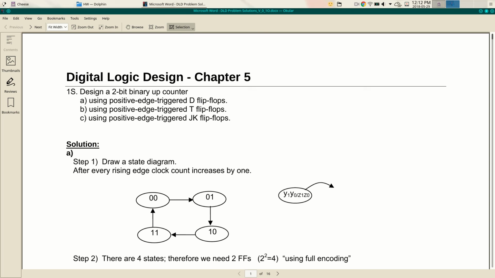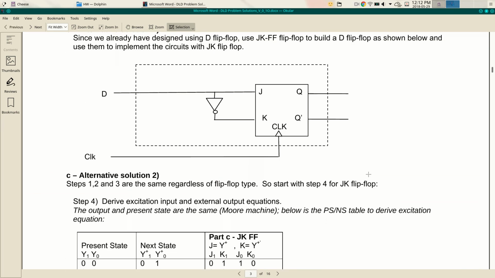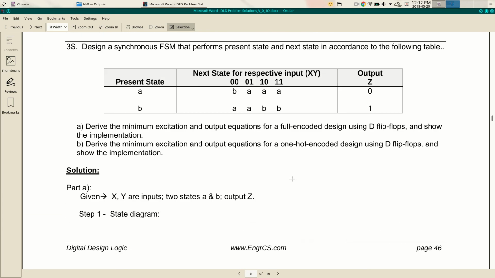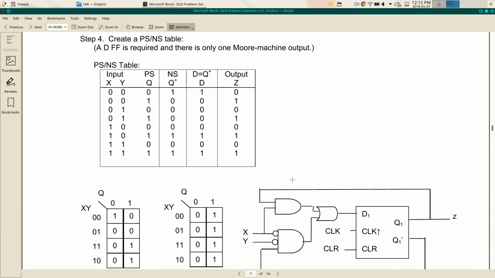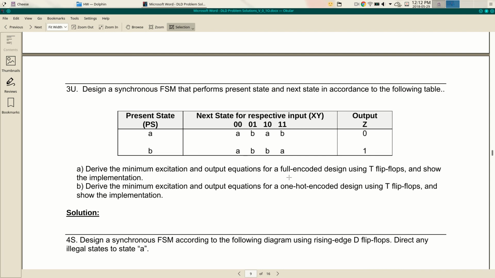I don't really understand what they're asking us to do in question 3. All right, so question 3. Design a synchronous finite state machine that performs present state and next state in accordance to the following table. So this is a different way of describing a state machine, right? We've talked about starting from a state diagram. And here you're kind of starting from a state transition table.